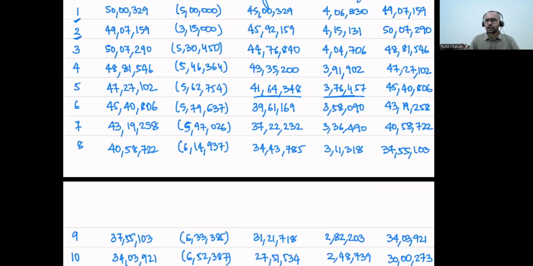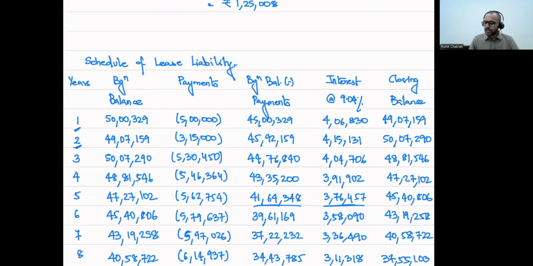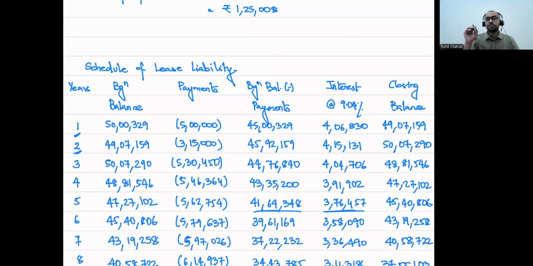Now if we quickly think of the journal entries, although we are aware of it, the interest is going to be recognized as a P&L item. The journal entry for that will be interest expense debit to lease liability. All the payments are going to be debited to lease liability, and we will be crediting cash. So payments will be debiting lease liability and crediting cash.